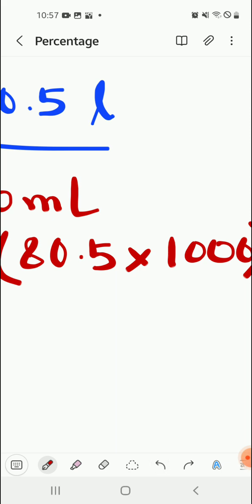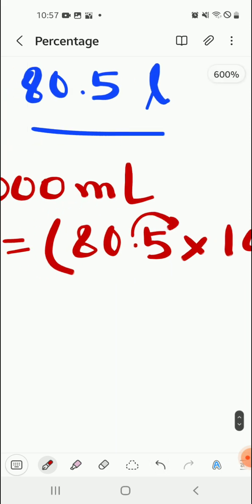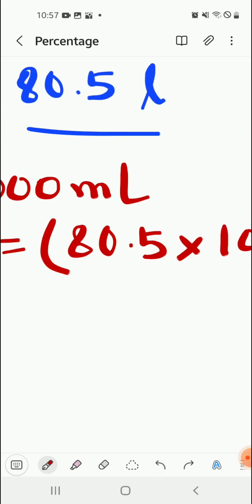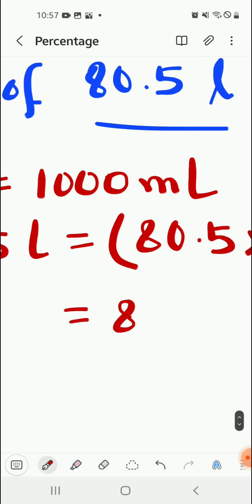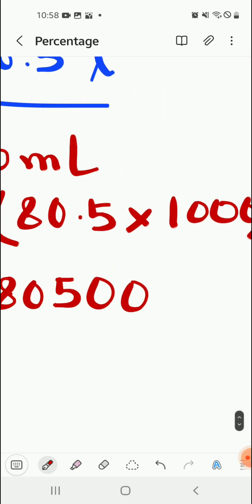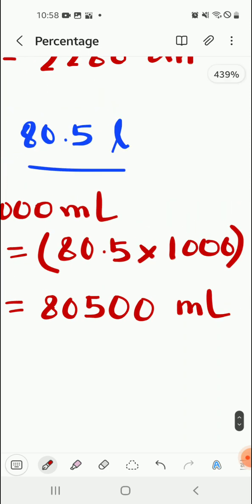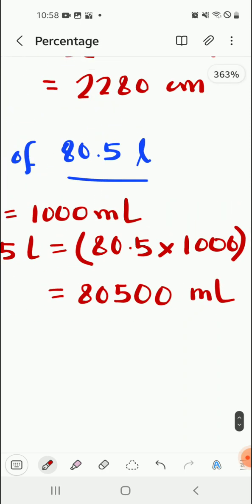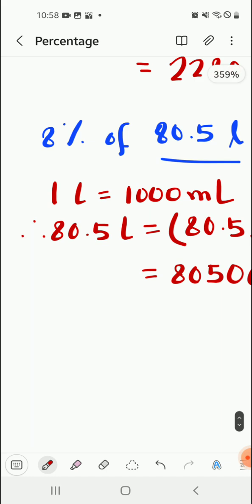So doing that, we get once, twice and thrice. So two zeros will get inserted. So this we can write it as 80. Decimal point shifts once, so we get 805. Shifts another time, we add a 0. Another time we add a 0. So this is ml. Once you have converted it into 80,500 ml, now we are going to find the answer.